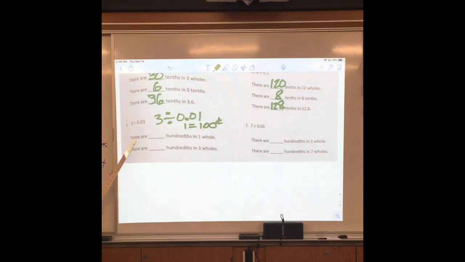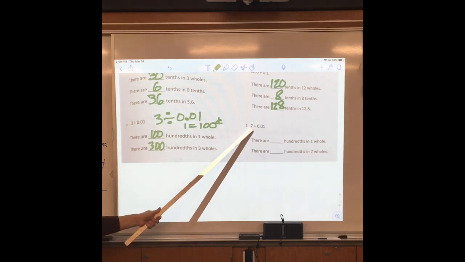Okay, so it says there are how many hundredths in 1 whole? We're going to say there's 100 pennies in $1, right? So there are how many pennies in $3? We would say 300. There are 300 pennies in $3 or 3 wholes. We're exchanging our $3 for pennies in this case. Up on top here, we're exchanging our $3 for dimes.